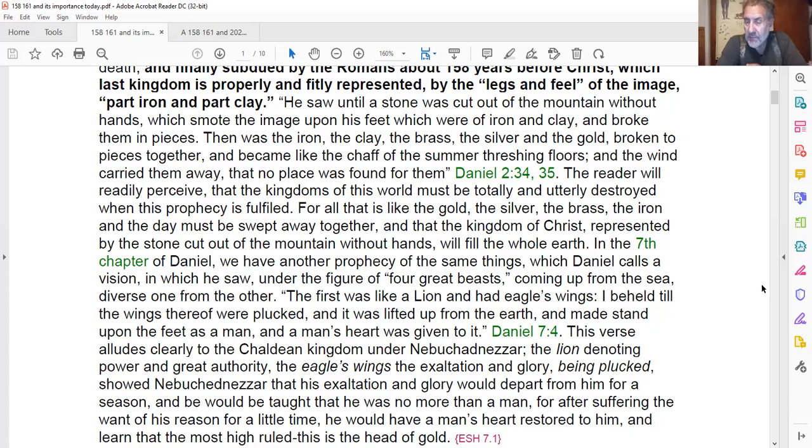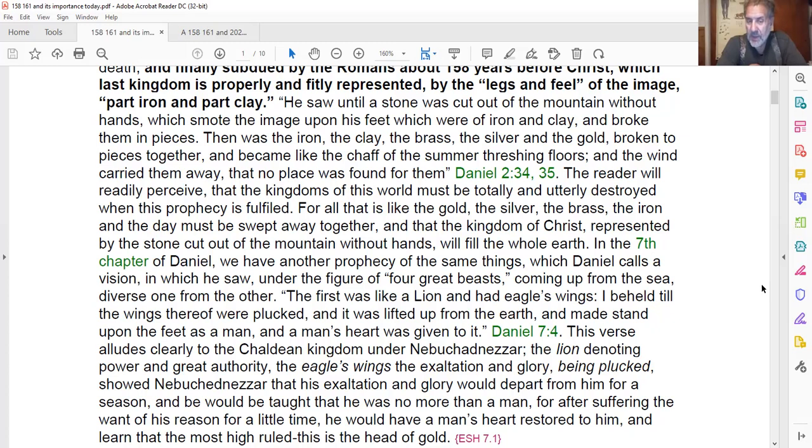Now here Miller goes on. He addresses the figure of the four great beasts from Daniel 7. Here again, addressing that these are coming up from the sea or out of peoples, and they are diverse from one another. The first was like a lion that had eagle's wings. I beheld till the wings thereof were plucked, and it was lifted up from the earth and made stand upon the feet as a man, and a man's heart was given to it.